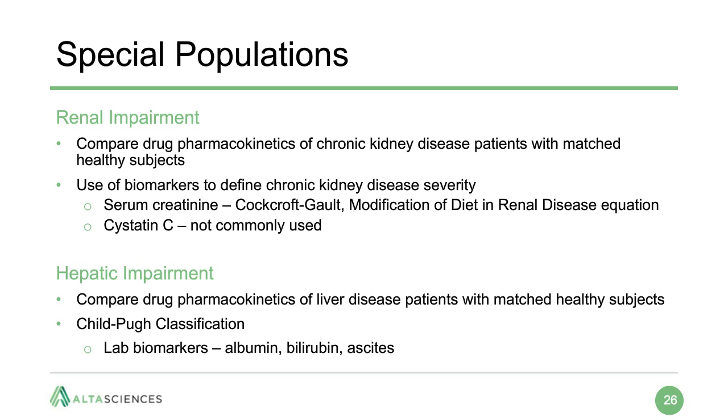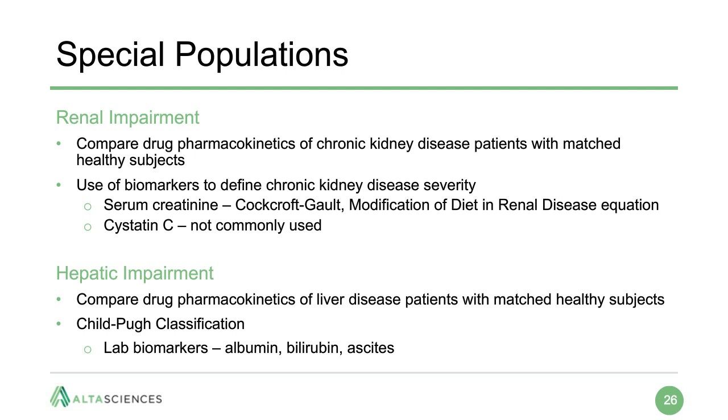Patients with varying degrees of renal impairment are recruited, and biomarkers are often used to define severity and therefore study eligibility. Serum creatinine is a common biomarker that's used in renal impairment studies. That's measured and used in one of a number of different equations to assess kidney function. Cockcroft-Gault and the modification of diet in renal disease are two of the more common equations that are used.